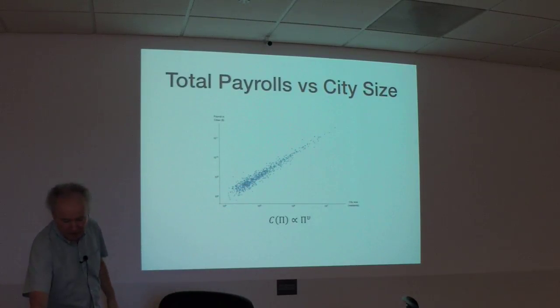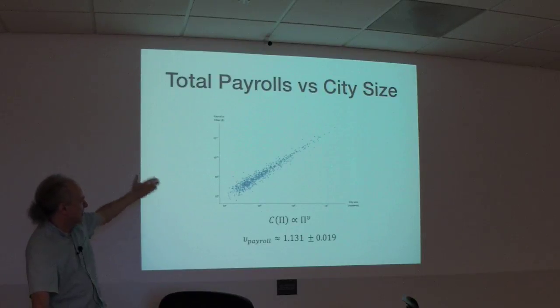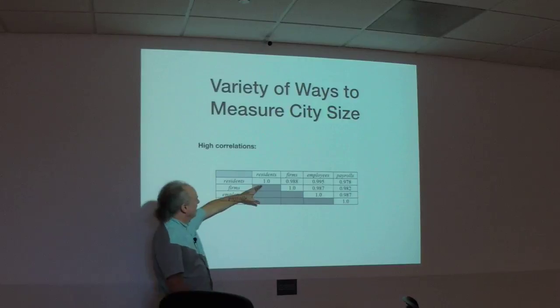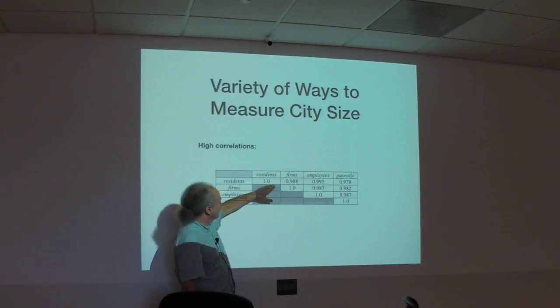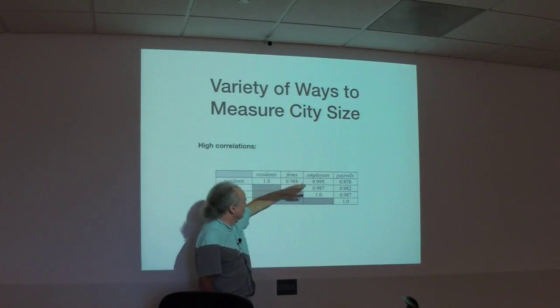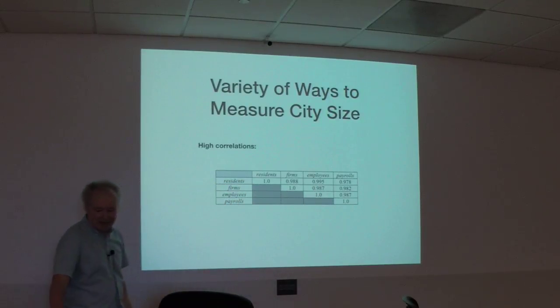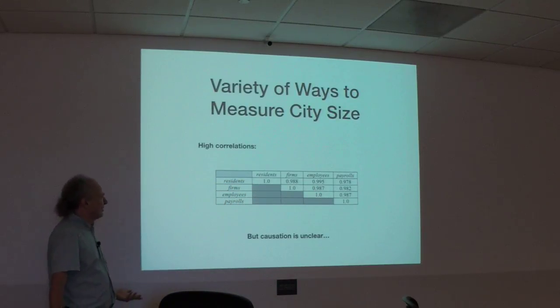So it turns out payrolls is also superlinear. Unsurprising, it's a human variable. That's not that surprising. So we can actually then say, whether we measure a city by number of residents or firms or employees, these things are all very highly correlated. It doesn't really matter how we do it, we're going to get the same answer. But the correlation does not tell us anything about causation.